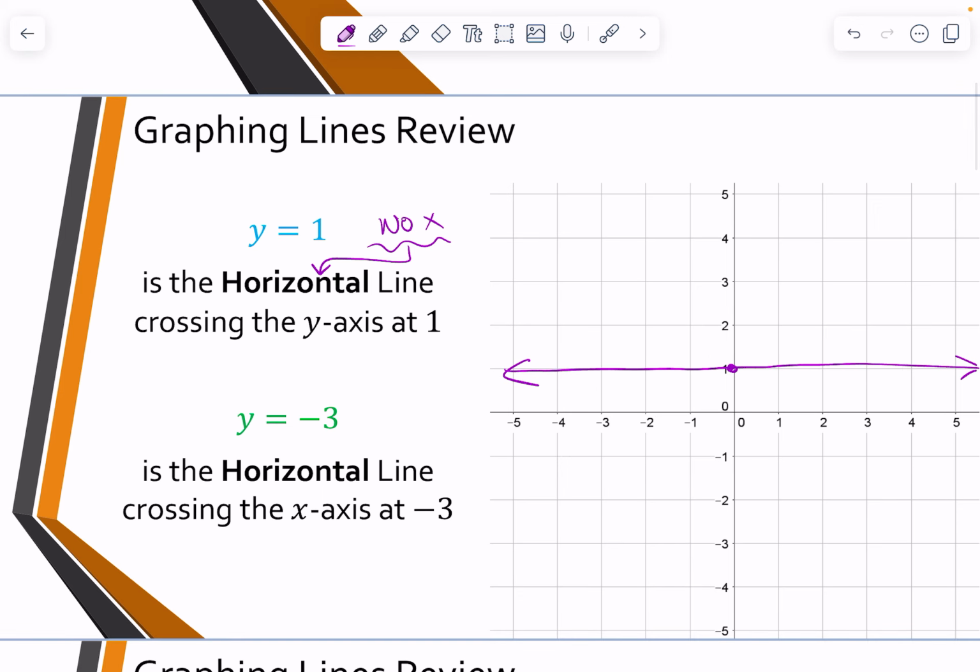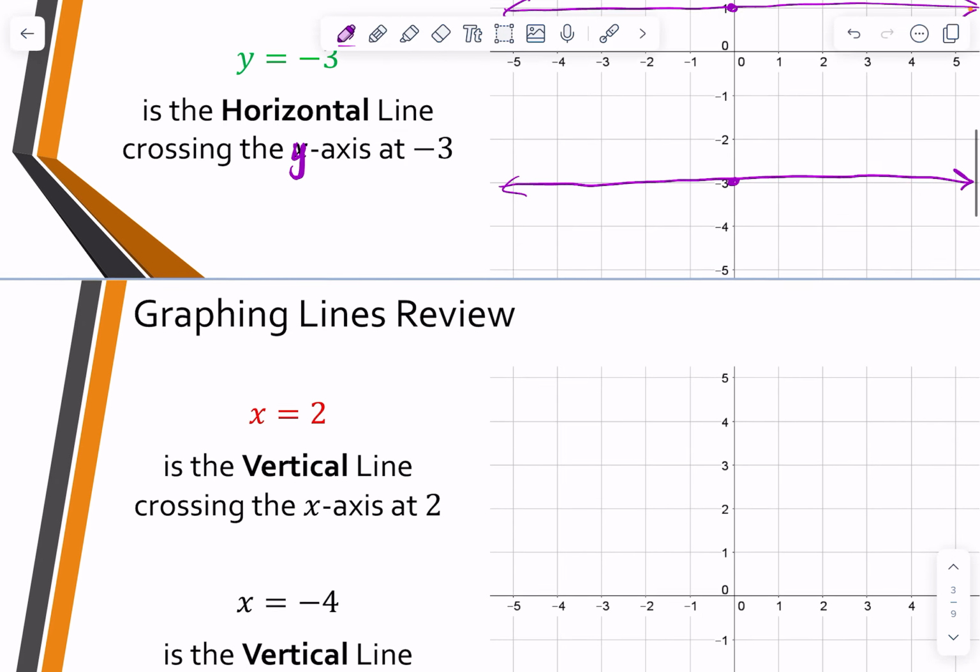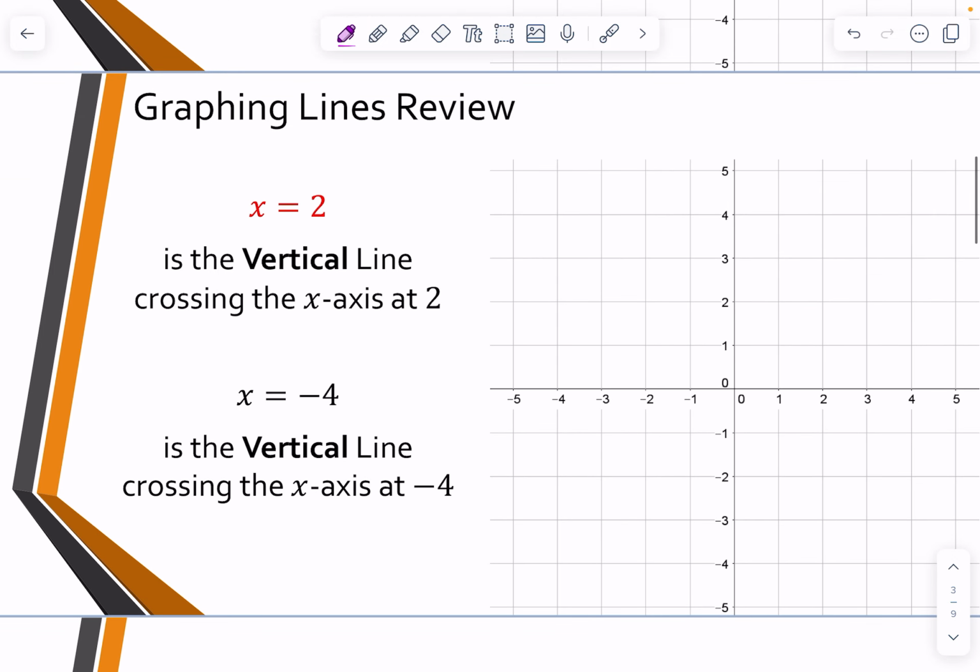Same thing on the second one here, y equals negative 3. There's no x in the problem, so we know it is a horizontal line, a slope of 0, and it would be crossing the y-axis. There's a typo there, sorry about that. It'd be crossing the y-axis at a negative 3. Okay, let's try a couple other ones here.